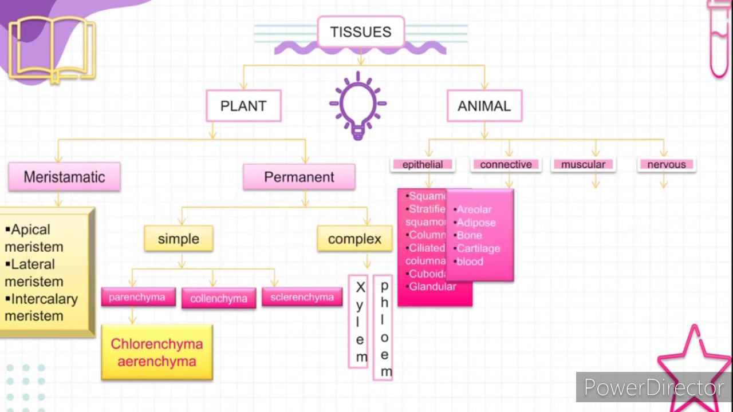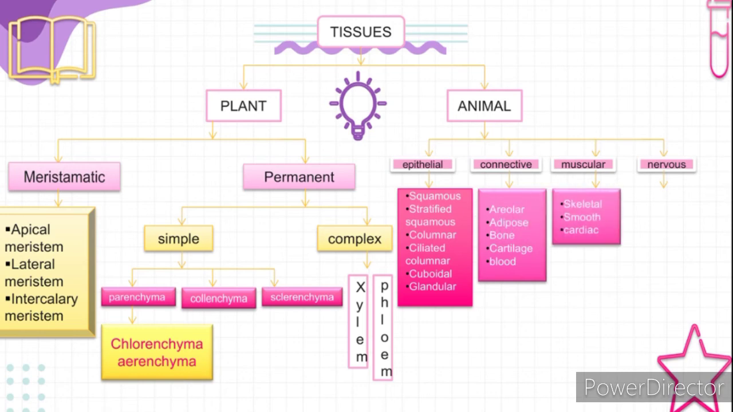Now, connective tissues also have subtypes: areolar, adipose, bone, cartilage, and blood. Who even knew that blood is a tissue? But of course, blood is a tissue. It is a fluid sort of tissue. Okay, muscular tissue: skeletal muscle tissue, smooth muscle tissue, and cardiac muscle tissue.